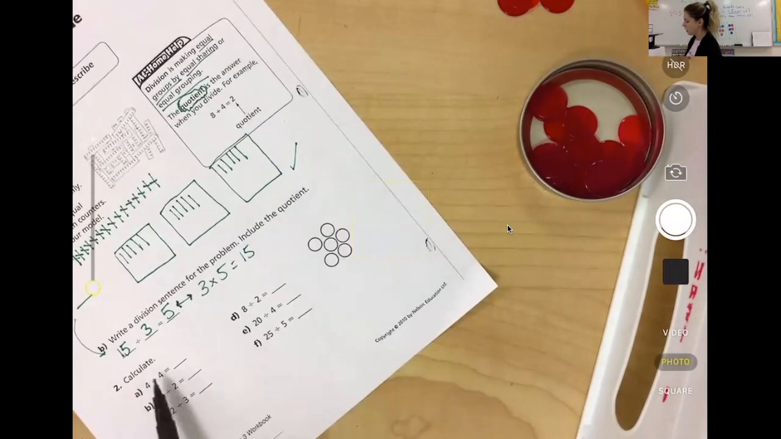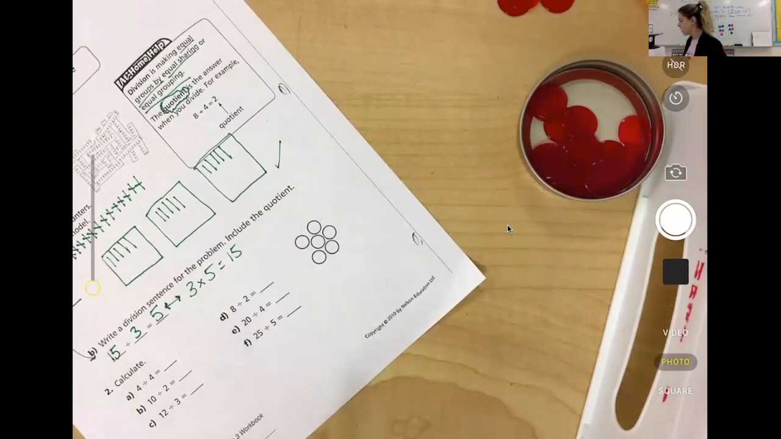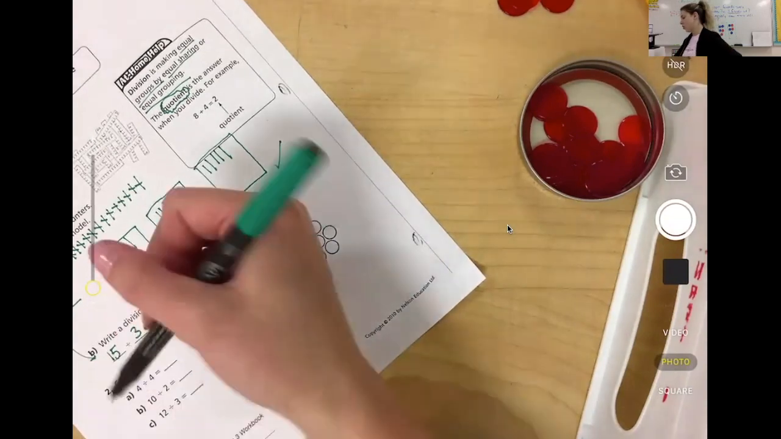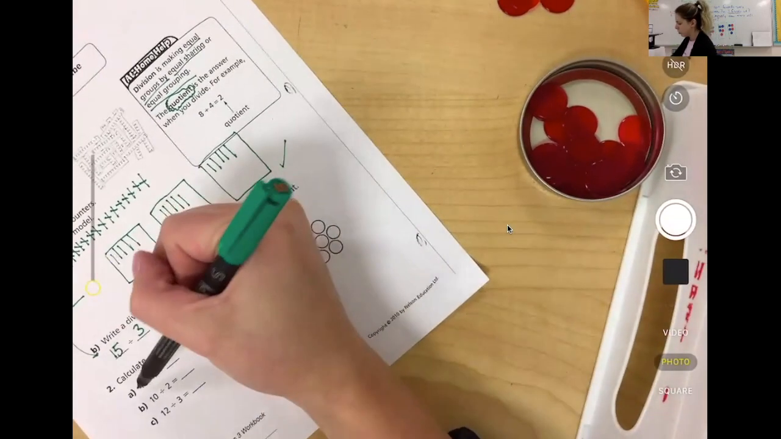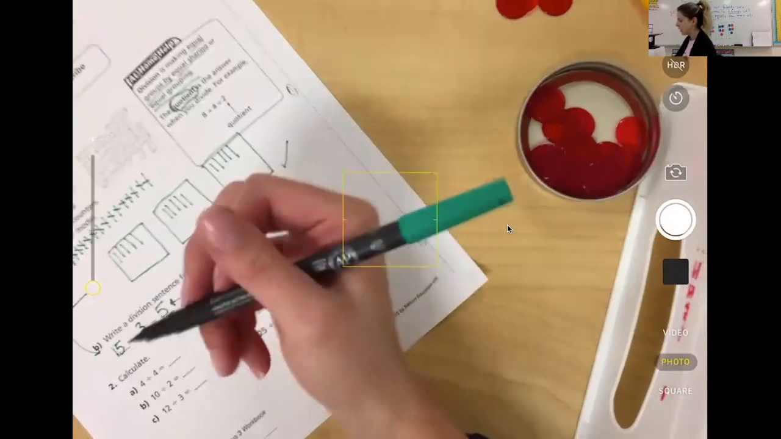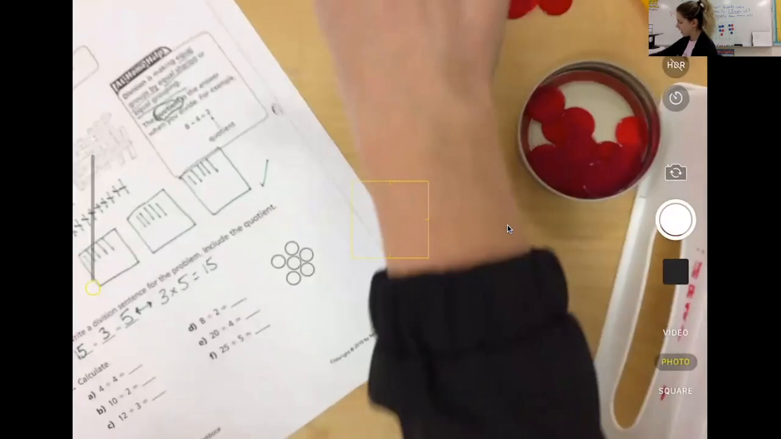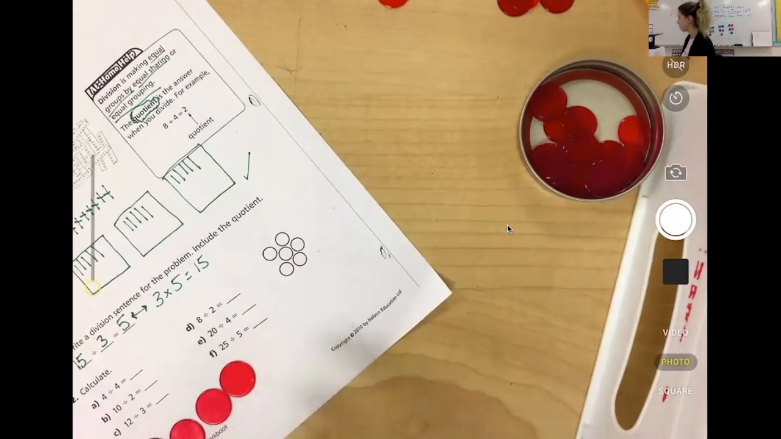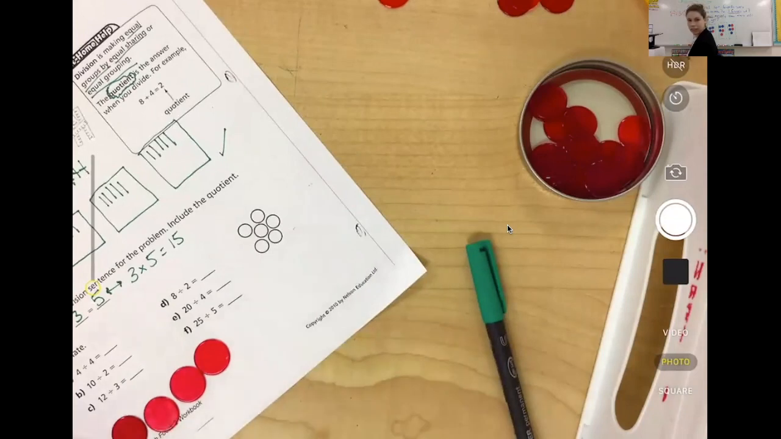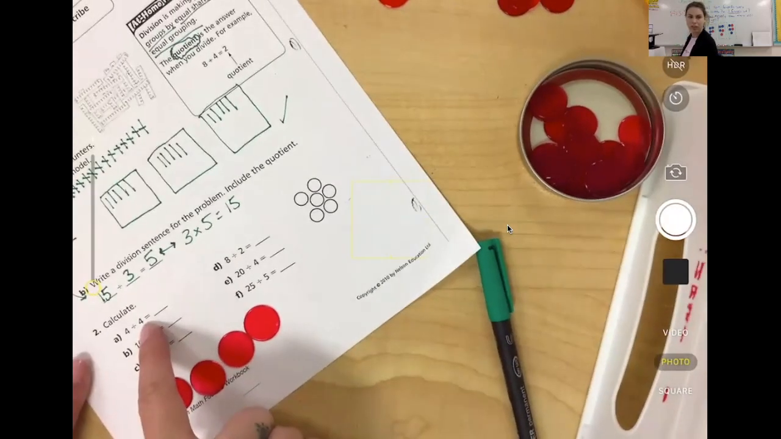Number 2 wants us to calculate. So now we're kind of on our own. And that's okay because we can draw pictures or we can use our counters to figure these out. So let's do 4 divided by 4. This one's super easy. I'll tell you the trick after, but let's think about it. I have 4 as my big altogether number. And I need to divide these 4 into how many groups? 4.